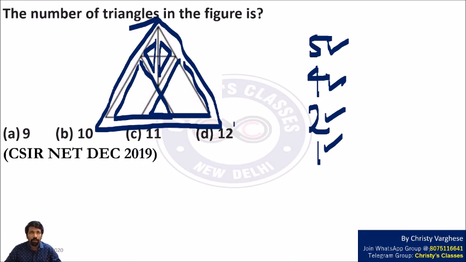And now some of you may be thinking, did we miss any triangle? To confirm it, you can check the answer options. The maximum possible answer option is 12. So that makes it easy to stop the question right away, because we already counted 12. So it cannot be more than 12. So the answer is option D, 12. This was the December 2019 CSIR-NET problem.